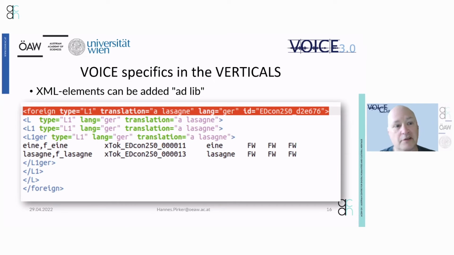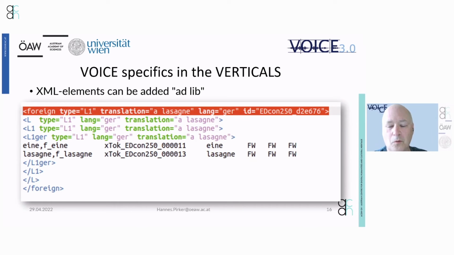Because the NoSketch Engine does not impose any restrictions on the type and number of XML elements you can add to the verticals, we make use of that. In the first instance, we just kept the original XML tags as is in the verticals, but we also added what we call aliases. For instance, the original encoding of foreign language snippets in VOICE uses this foreign tag in TEI, which is highlighted in red on the slide.